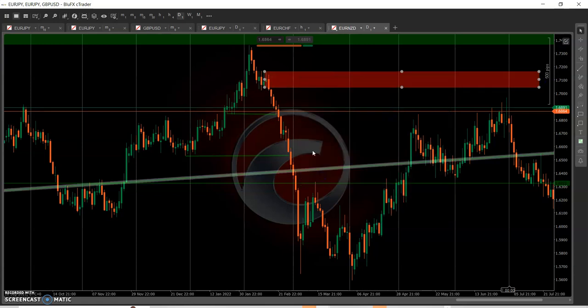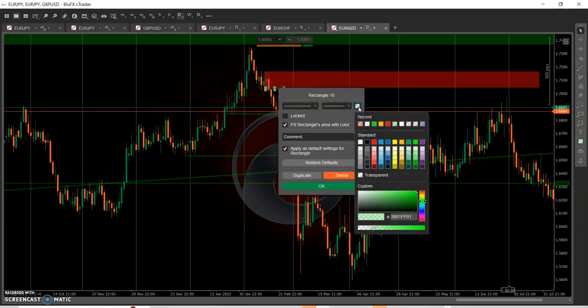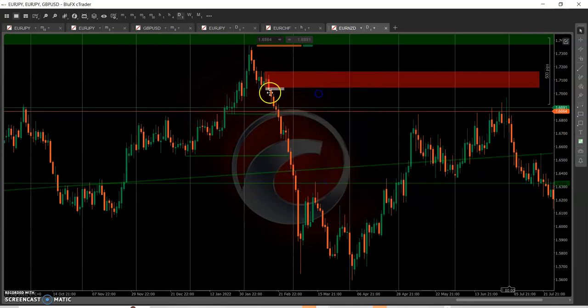Nice. Okay, so keep it, and then we have fair value gap right there. Fair value gap right here. It's very tiny, but it is what it is. Okay, so using the white. Yep, so that's our fair value gap.